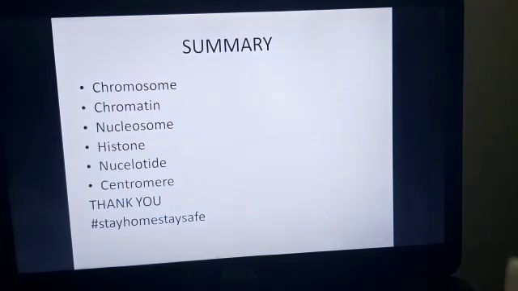So children, today what all things we have seen are chromosome, chromatin, nucleosome, histone, nucleotide, centromere. Please understand that the difference between nucleotide and nucleosome is very important from the examination point of view. Similarly, the difference between chromosome and chromatin material is also very important. The definition of histone is also very important. All these appear in the examination paper.